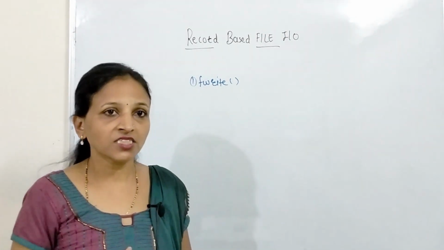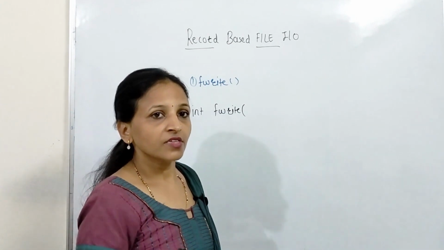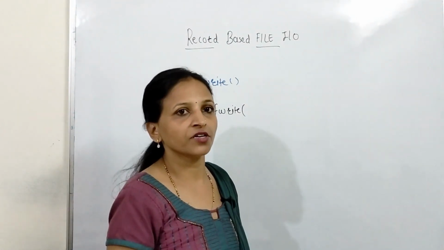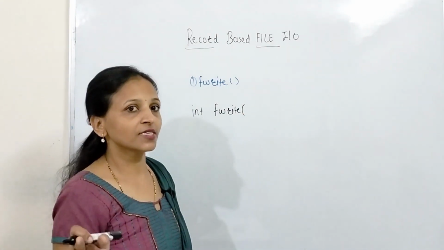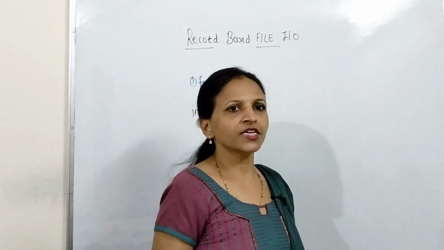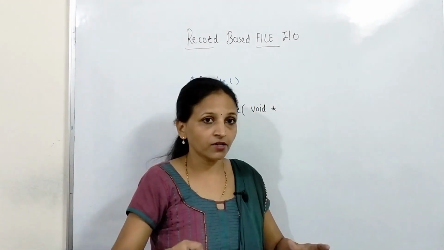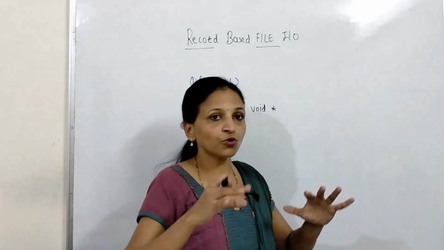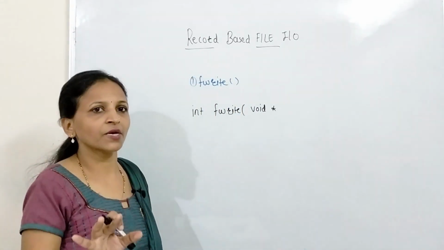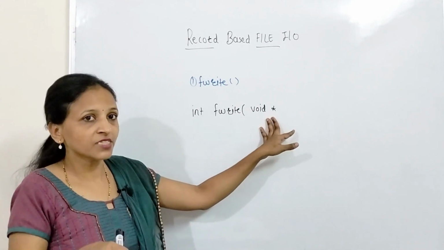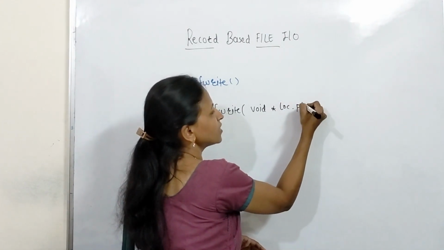Let's see how to use it, first the syntax. Here the first argument is the address of the variable where we have stored that record. Its address we have to pass as the first argument, which is of type void star. Why? Because it may be of any data type, that's why it is a generic pointer of type void star. Again, you can use the same fwrite function to write a whole integer array. Then the address of that integer array, which is nothing but the array name, we have to pass here, and that's why the first argument is of type void star. Here I am writing the location pointer.